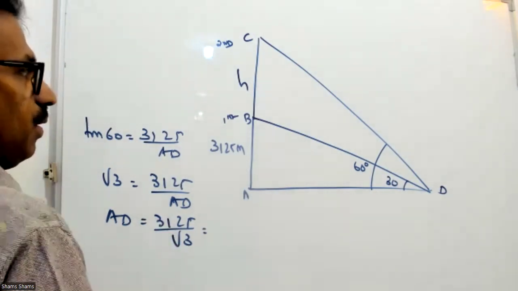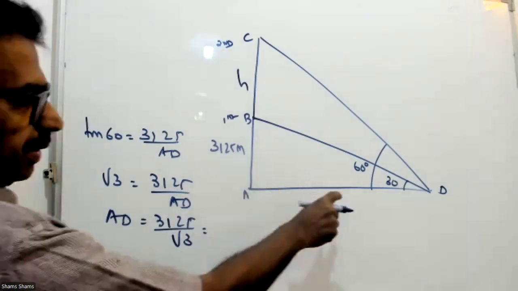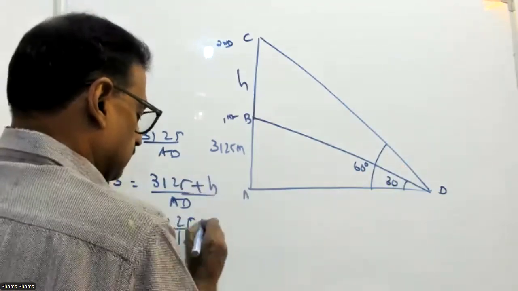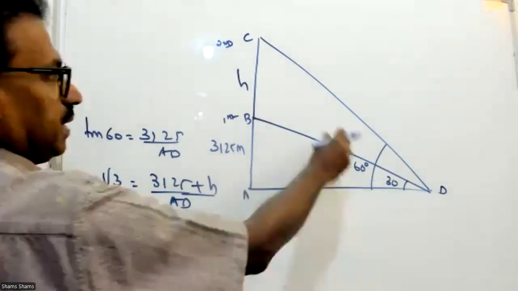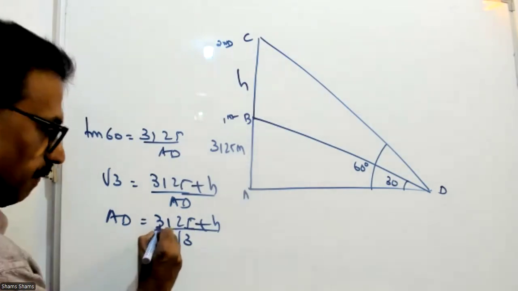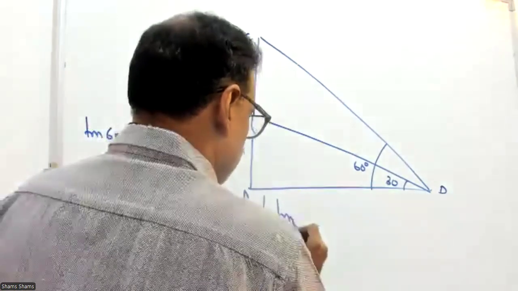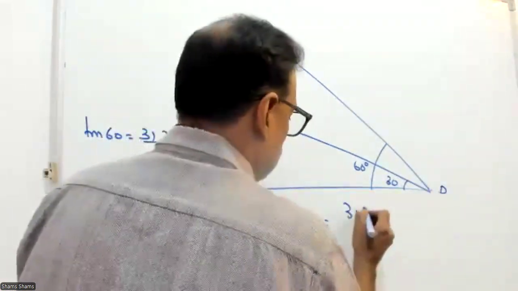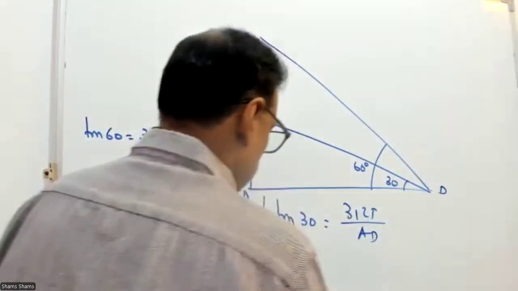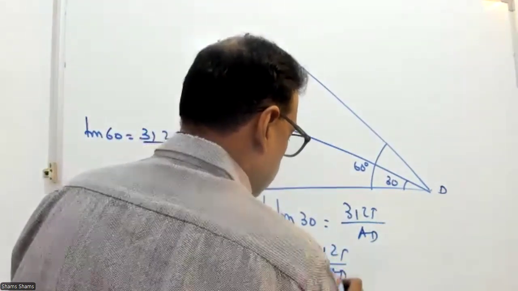Keep it there. Now, tan 60 equal to 3125 plus H, divided by AD. So tan 60 means 3125 plus H divided by 3125 by root 3. This is the AD. Then tan 30 equal to 3125 divided by AD. First, find AD. 1 by root 3 equal to 3125 divided by AD.